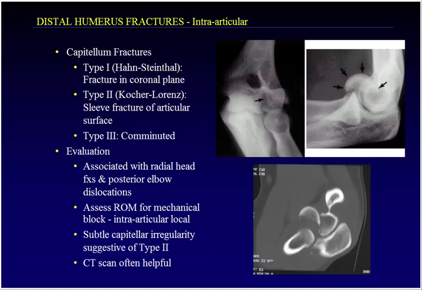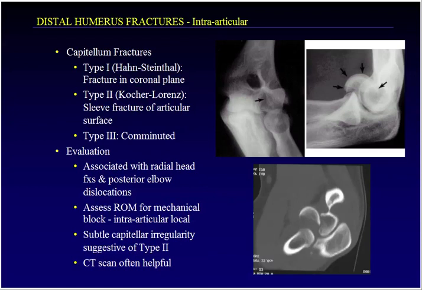Capitellum fractures are quite rare, but they can be significant. They're divided into types 1, 2, and 3, as you see here. I doubt that you would ever be tested on recognizing or classifying them, but it's important to recognize them. They're frequently associated with radial head fractures and posterior dislocations of the elbow. You must assess the range of motion for a possible mechanical block. A displaced capitellar fracture can actually function as a mechanical block to elbow flexion.